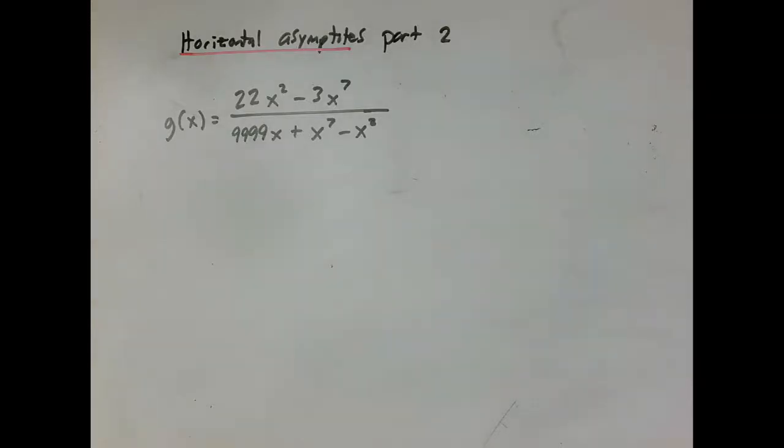Okay, you give it a shot. Find the dominating term in the numerator and the denominator, make a simplified end behavior model, and decide what you think the horizontal asymptote is.